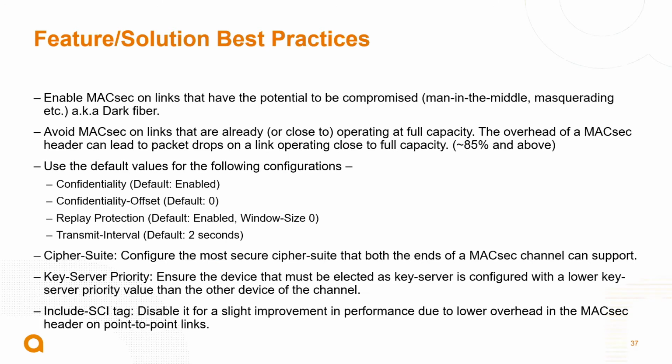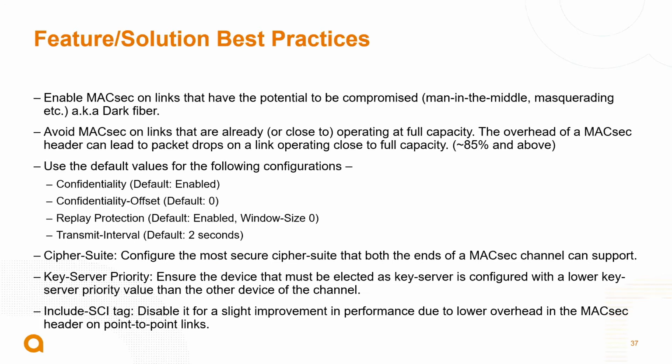Coming to best practices, we have a bunch of suggestions on how to configure MACsec. So when do you want to use MACsec? You would want to enable MACsec when there is a potential that the link can be compromised. For example, if you have a dark fiber running between two stations, and there is a chance that the link can be compromised, you may want to turn on MACsec on that.